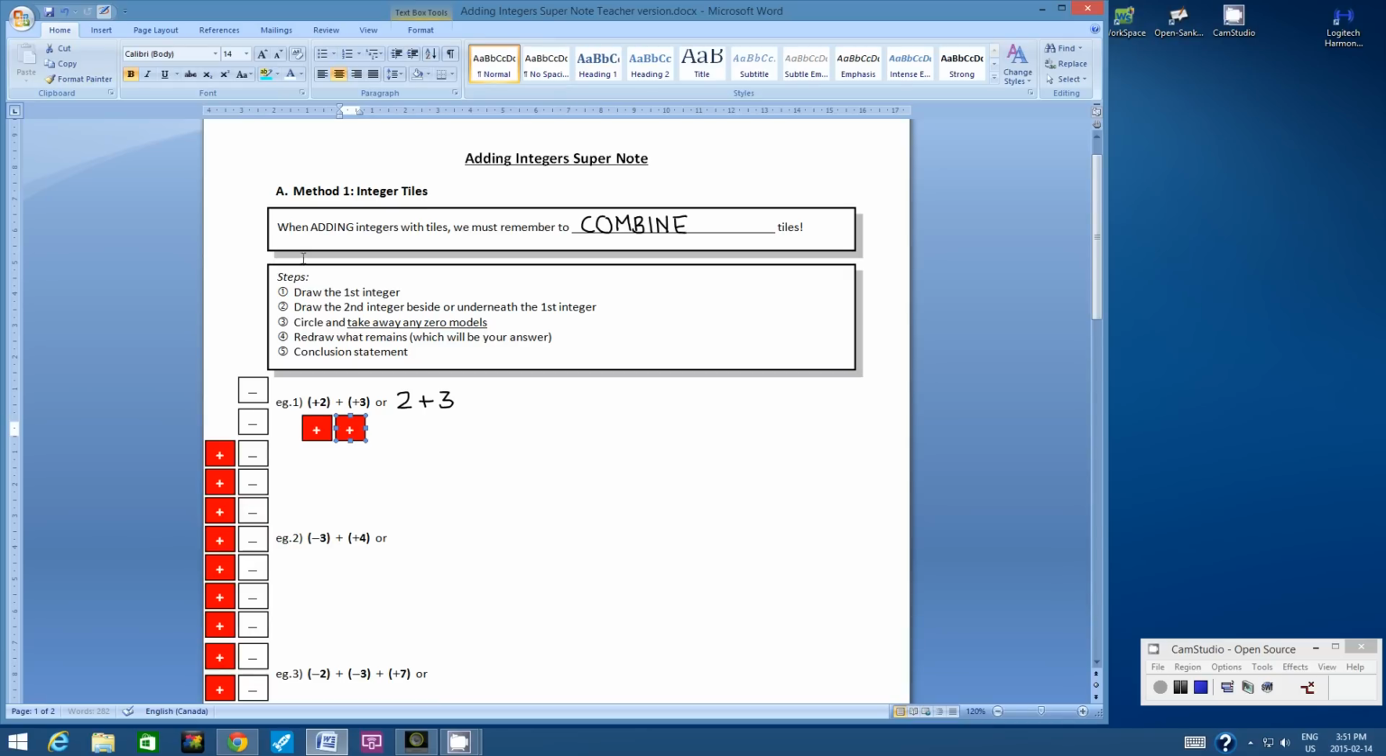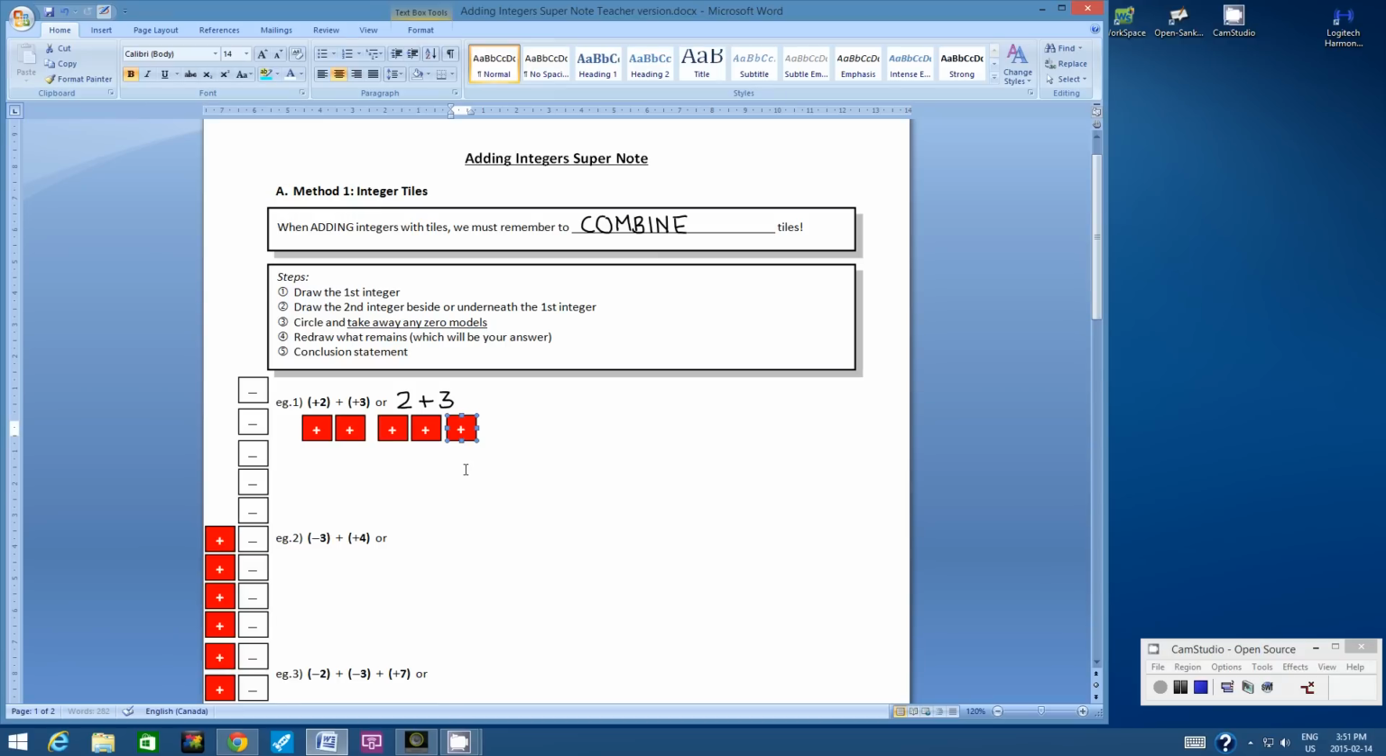Okay? So remember, when we're adding integers with tiles, we must combine the tiles. So let's have a look at the second integer. The second integer is positive 3. So let's combine positive 3 integers with positive 2 integers. As we bring over positive 3 integers here, I want you to build that model in front of you. Okay, so we've combined the two integers together. Now what are we left with? We're left with positive 5. Very simple. Okay, so it's very simple to use the tiles.